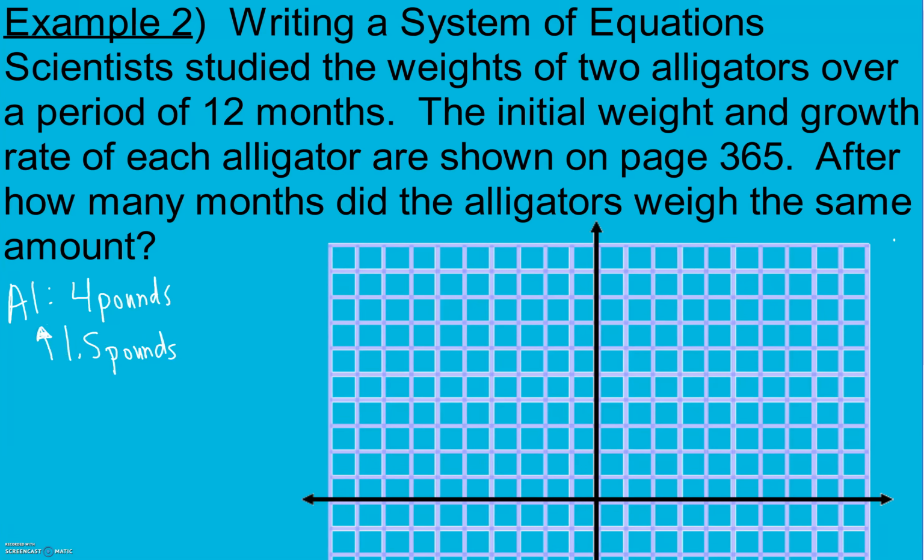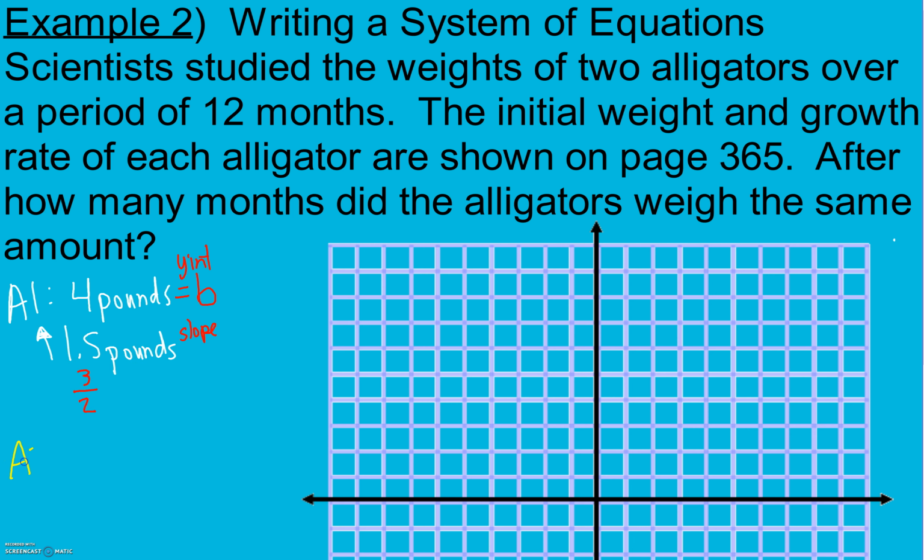That information, guys, the 4 pounds at birth, that's our B value. That's where we begin. That's our y-intercept. And our 1.5 pound increase per month is our slope. And I can write 1.5 pounds as 3 over 2.